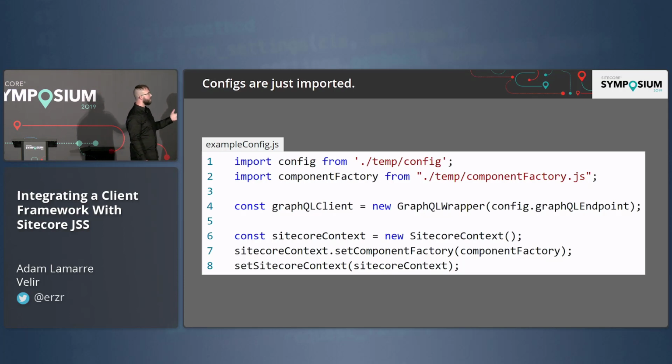This is the snippet from my web application, and we're really just importing these files into our application, and we can just start using the values from them. I'm importing the config file, and I can start configuring my GraphQL endpoint, and I can also set my component factory on my Sitecore context, and really start my application.